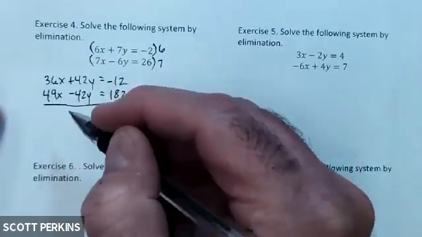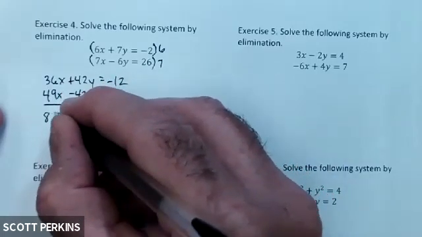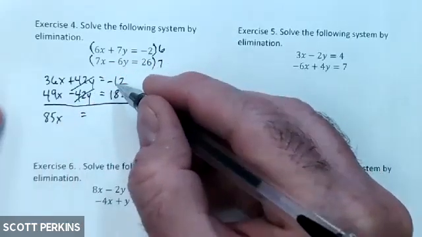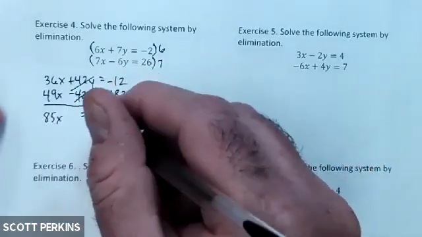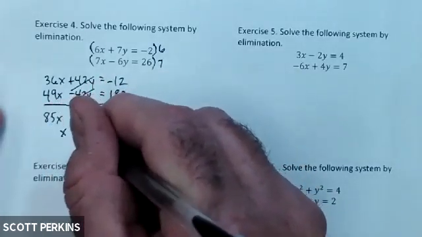So 36 and 49 turns out to be 85. The y's cancel, which is just what I wanted, and then negative 12 and 182 is 170. When we divide both sides by that 85, we get the x value 2.